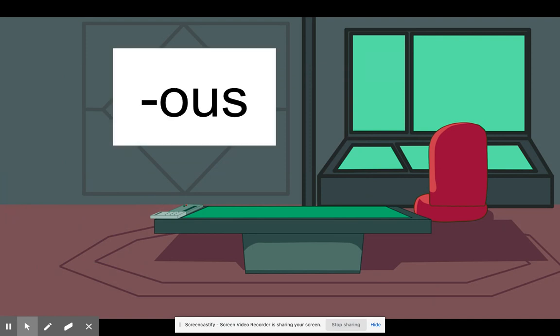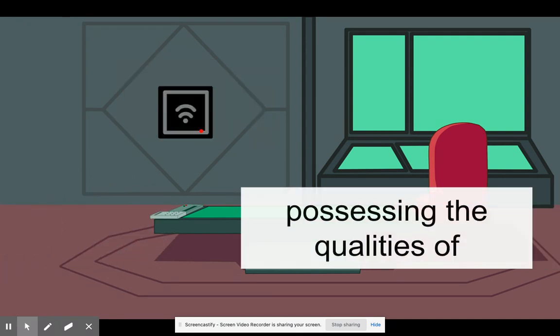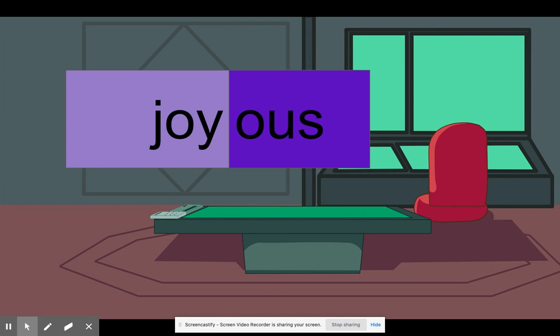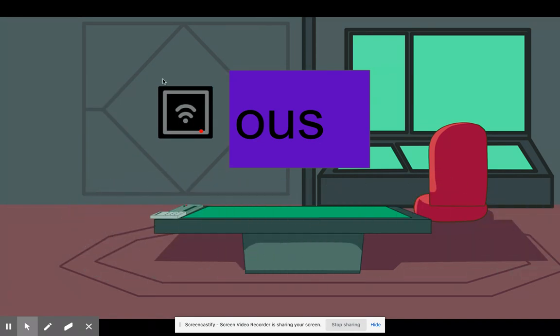And then we have OUS, which means possessing the qualities of something. Possessing the qualities of. Joyous. You are possessing the qualities of joy. Someone is joyous in this word. The base word is joy. OUS adds the meaning of possessing the qualities of. You are joyous. You are possessing qualities of joy.